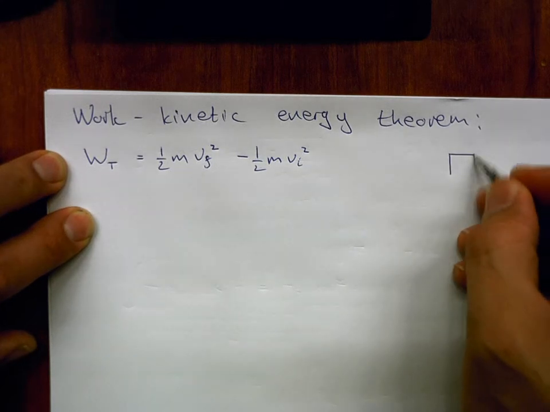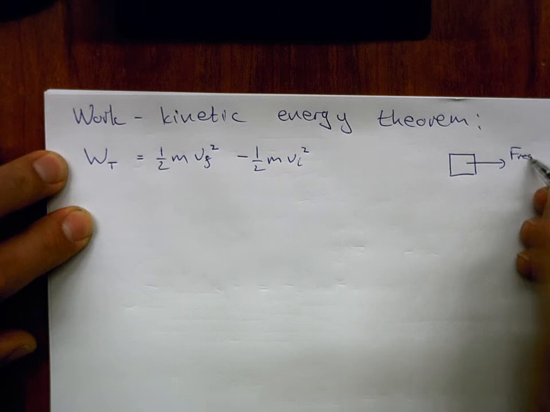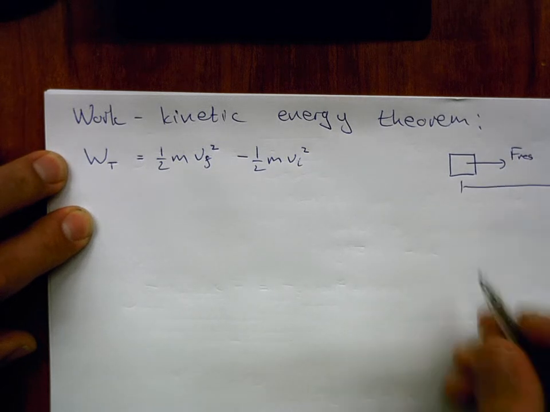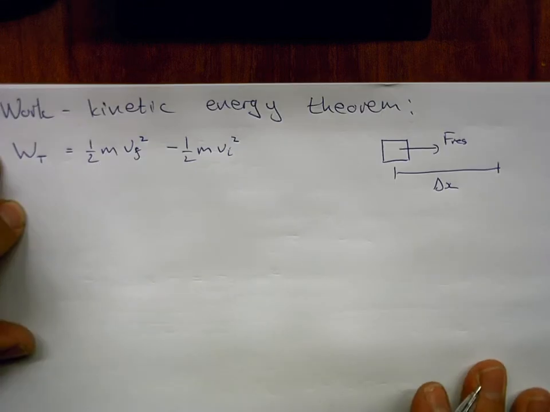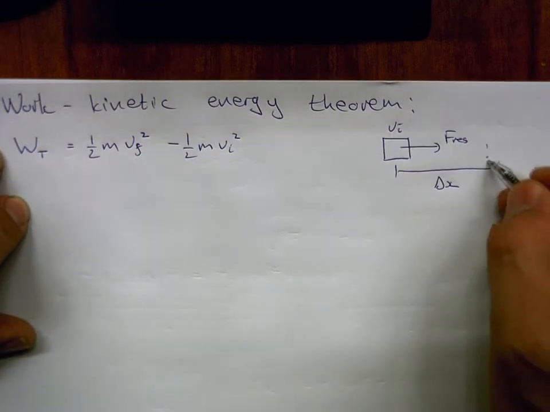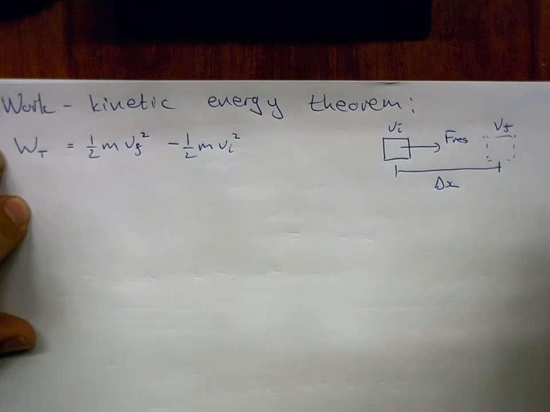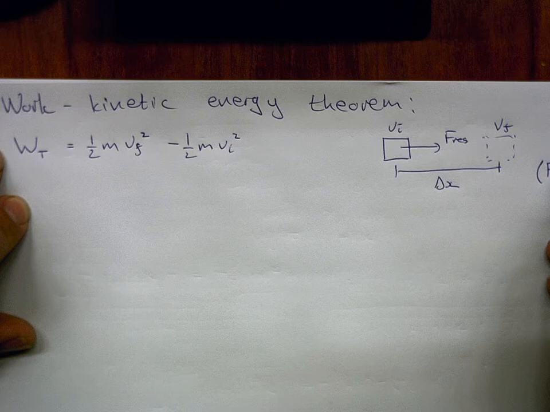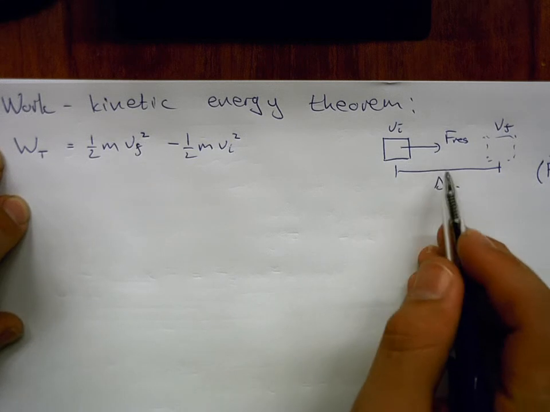So this would apply, let's say this was our resultant force and the object was displaced some distance delta x. Here it had some velocity v initial. By the time it arrives over here, it has a velocity v final. And let's just for now assume that this resultant force is constant, so it doesn't change in magnitude or direction.